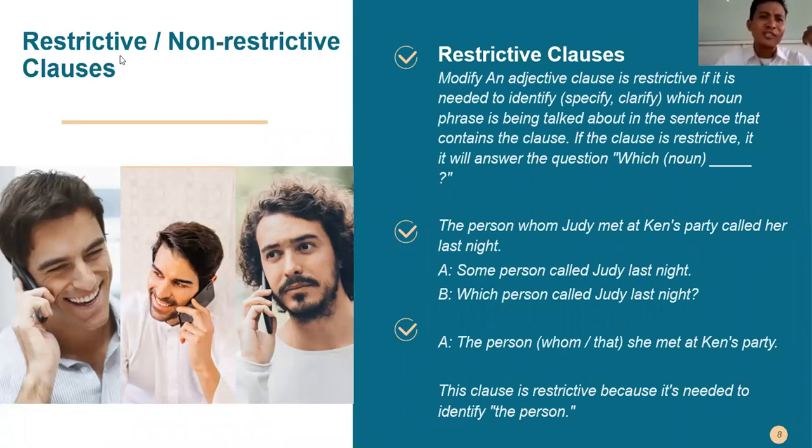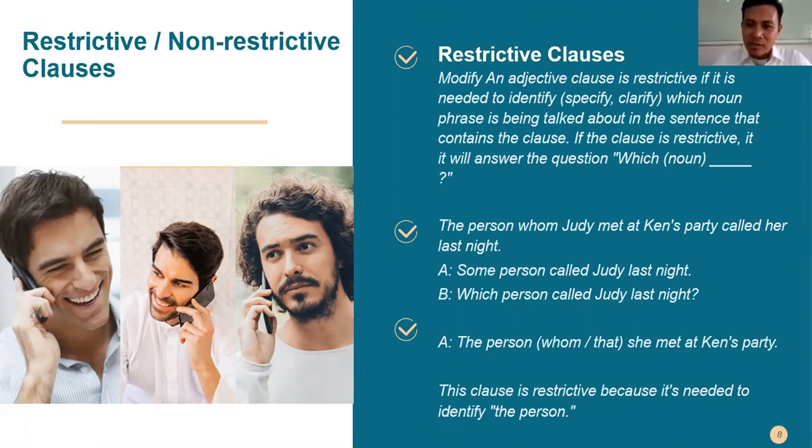What are those restrictive and non-restrictive clauses? A restrictive clause modifies a noun. An adjective clause is restrictive if it is needed to identify or clarify which noun phrase is being talked about in the sentence that contains the clause. If the clause is restrictive, it will answer the question which noun. So the conclusion is that in a restrictive clause, the adjective clause is very necessary. We need it. We cannot drop it. We cannot omit that.